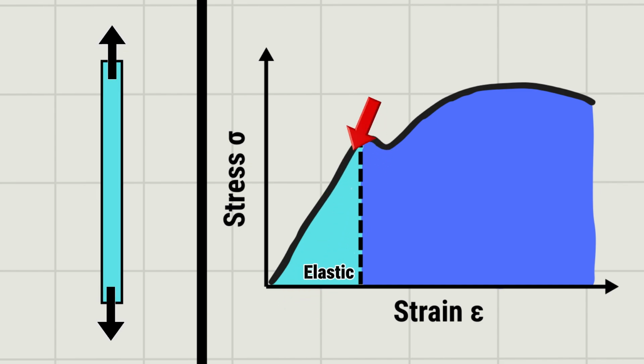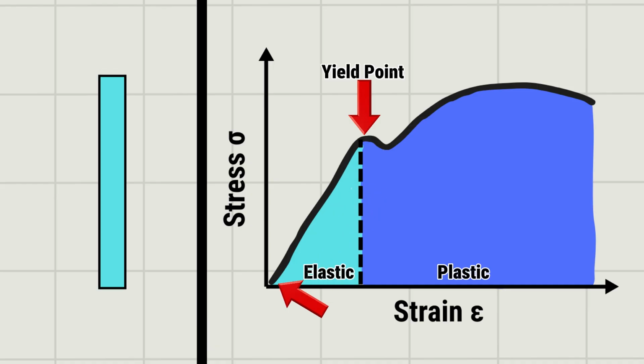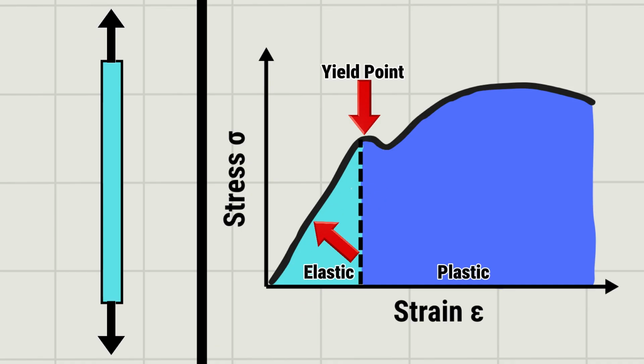But what happens if we keep pulling? We hit the yield point. This is the point of no return. Once you pass this point, you have left the elastic region and entered the zone of plastic deformation. Think of elastic deformation like a rubber band. You stretch it and it returns to normal. Plastic deformation is like chewing gum. Once you stretch it out, it stays stretched forever. In engineering, once you pass the yield point, your material is permanently changed. It will never go back to its original size.